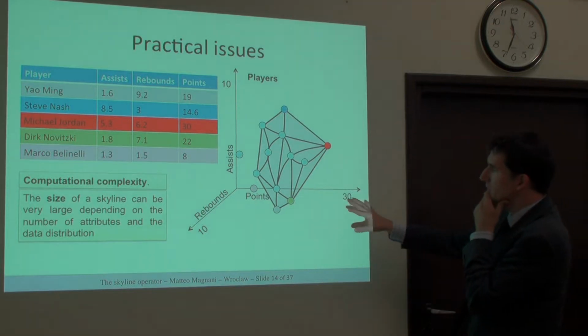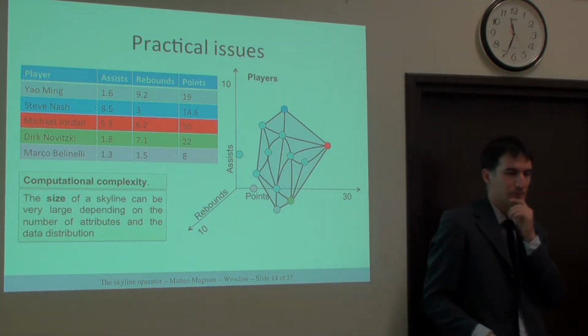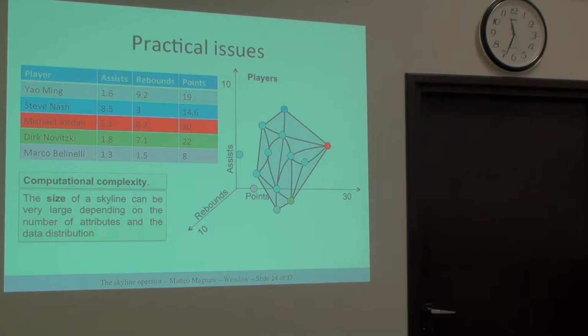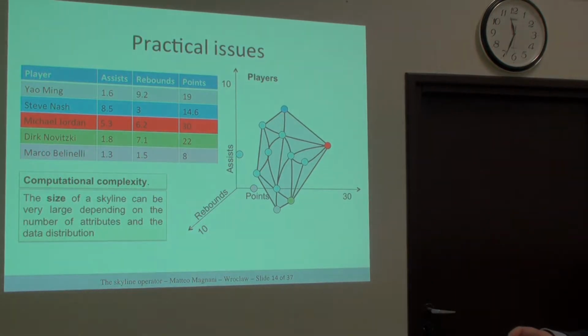And the second problem is also related to the size. So this is a filtering operator, and the objective is that you don't want to waste your time looking at 1 million records. You want to have 3 options and choose the best one manually. Unfortunately, there are cases when the skyline operator returns just back all the database.